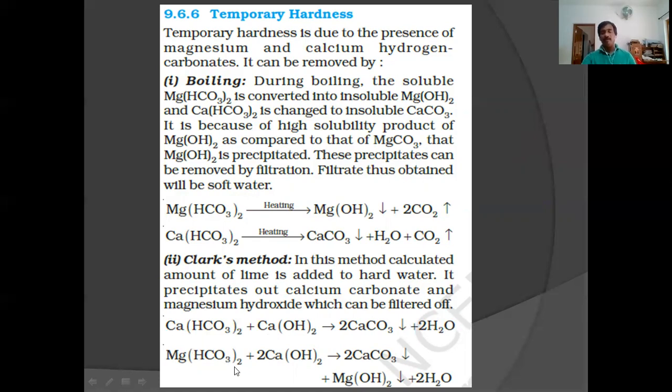Magnesium bicarbonate, when treated with calcium hydroxide, will be precipitated as calcium carbonate and magnesium hydroxide. These two are insoluble, and can be filtered and separated. So these are the methods for the removal of temporary hardness. In the next class, we can discuss the method for the removal of permanent hardness and the remaining portion of the chapter. Okay.